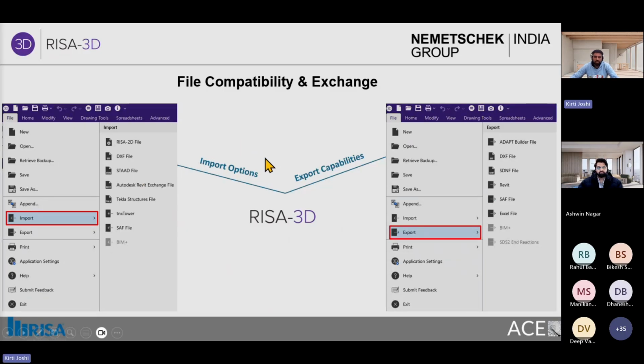So here you can see the types of files RISA 3D supports for both import and export as a part of the file exchange. Regarding import, as you can see on the left hand side, it supports the RISA 2D file, which is the R2D format, and the DXF file, STAAD file, Autodesk Revit file, Tekla Structures, TNX Tower, or the SAFE file. And on the right hand side, you can see it allows you to export your current RISA file as a DXF or in the Adapt Builder, SAF, which is the Structural Analysis Format file, and the STNF file, and also you can exchange your model data to Excel as well.